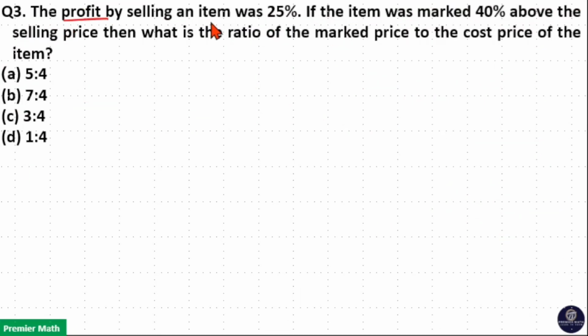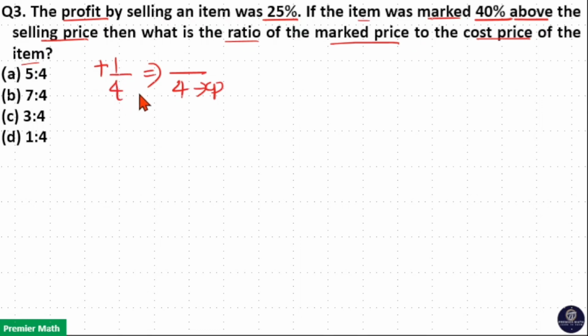The profit by selling an item was 25%. If the item was marked 40% above the selling price, then what is the ratio of marked price to the cost price of an item? Here profit means plus. 25% means 25 by 100, which is 1 by 4. So plus 1 by 4 means if 4 parts is the cost price, then 1 part is the profit. So 4 plus 1, 5 parts is the selling price.